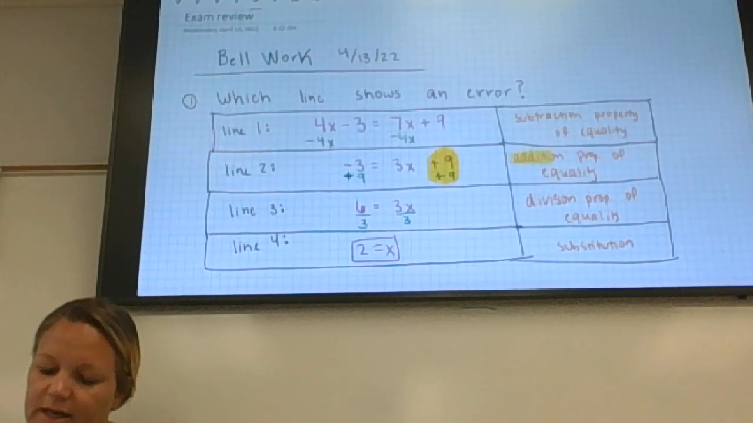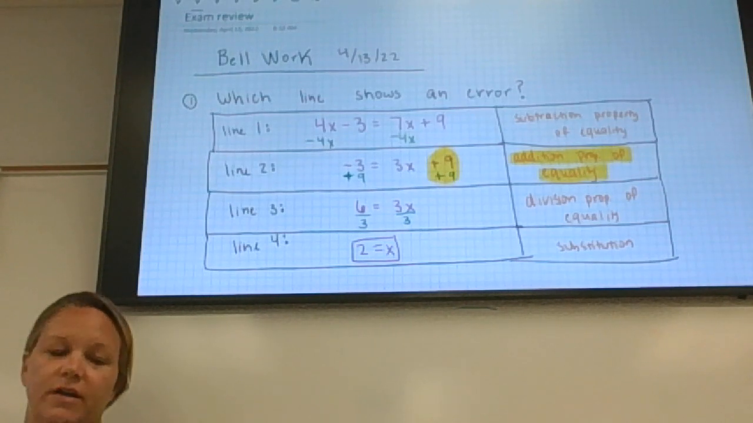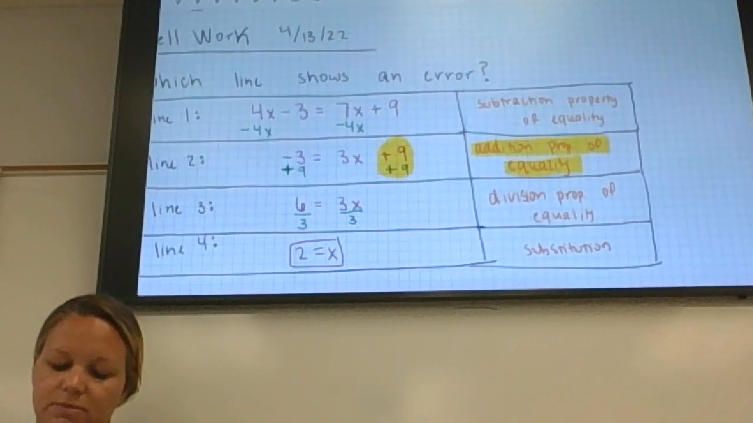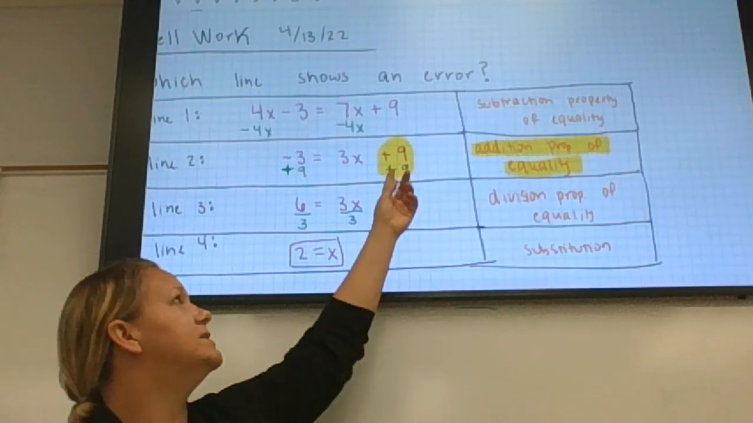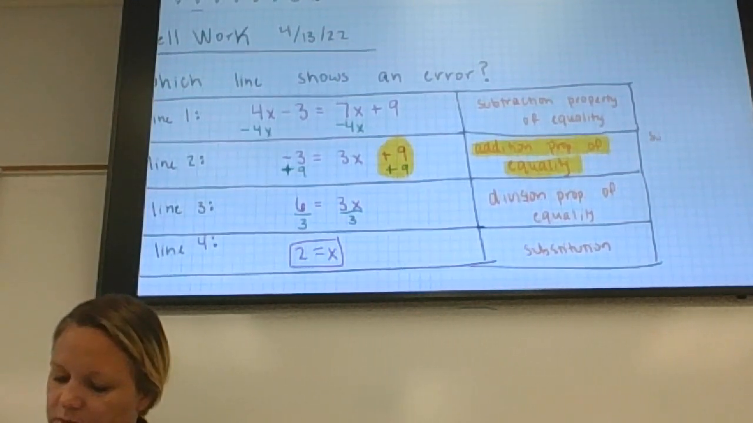And it's cited as the addition property of equality. But what should have happened there? Should have been subtraction, because right now you would have an 18. We would have an 18 if we added 9. So the correction would be to use the subtraction property of equality.